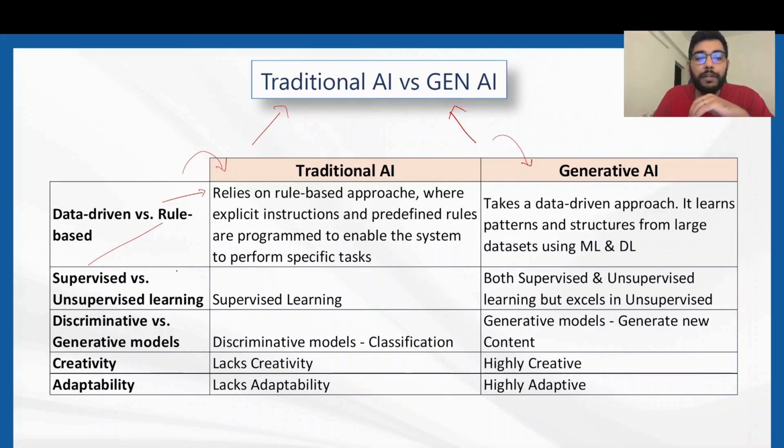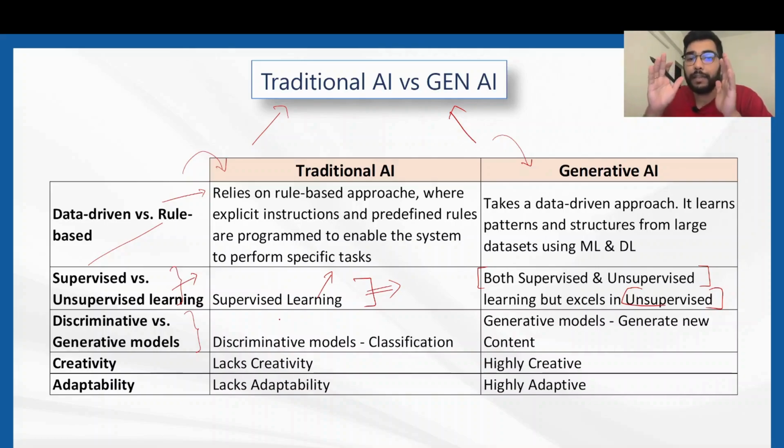Coming to the second point of difference, that is supervised versus unsupervised learning. Traditional AI is primarily trained on supervised learning methodologies, and generative AI follows both supervised and unsupervised learning, but it excels in unsupervised learning, right? Coming to the third point, discriminative versus generative models. So what exactly are discriminative models? Discriminative models are the models which need a target variable. That is, they are always supervised learning algorithms and they focus on decision boundaries.